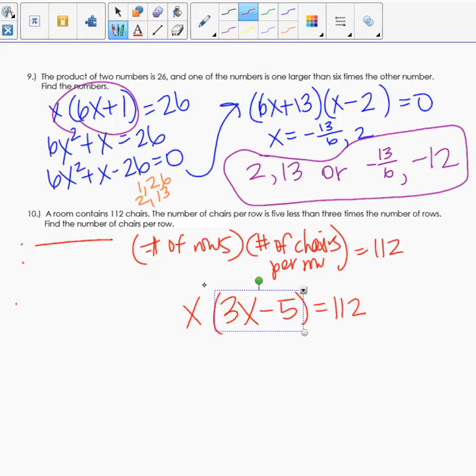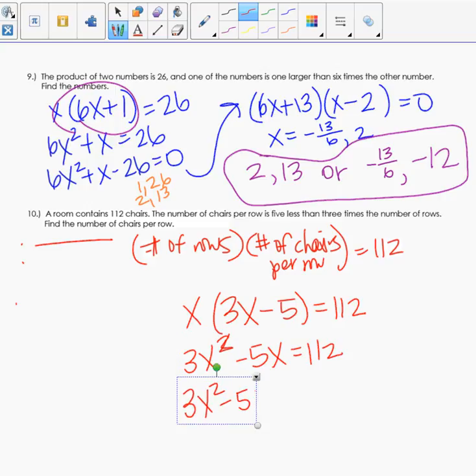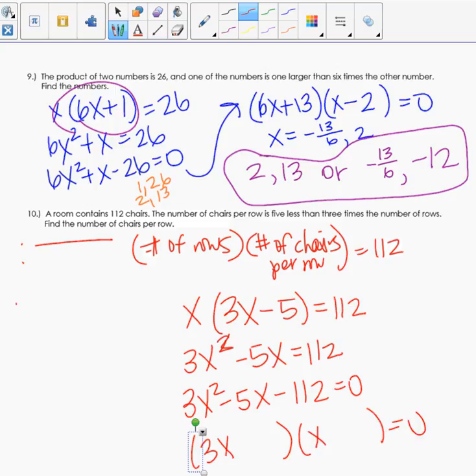So same deal. Multiply it out. If you want to do this one, pause my video and then check it. That'd be a good idea. You get 3x squared minus 5x equals 112. Bring it over so you have 3x squared minus 5x minus 112 equals 0. All right, no GCF there, but we know we have 3x and x. Those aren't going to change.